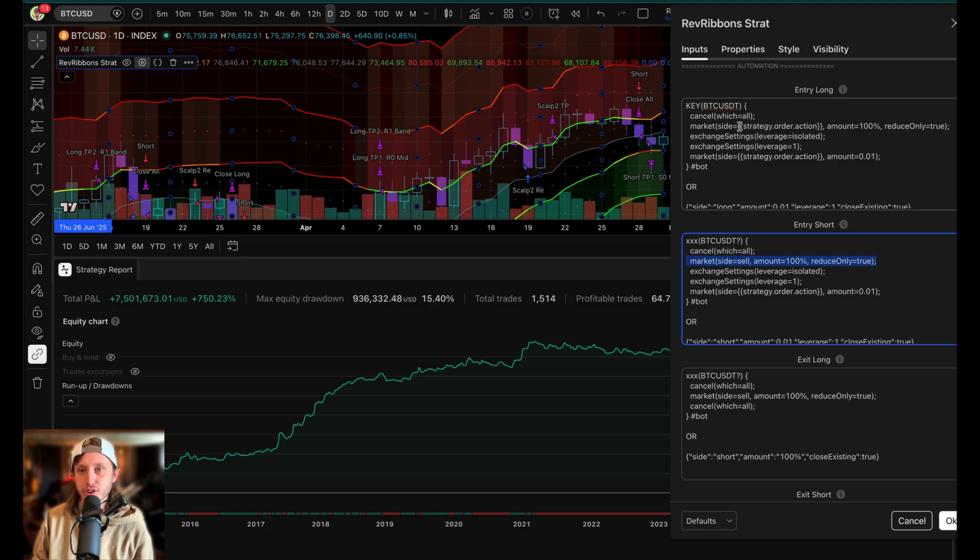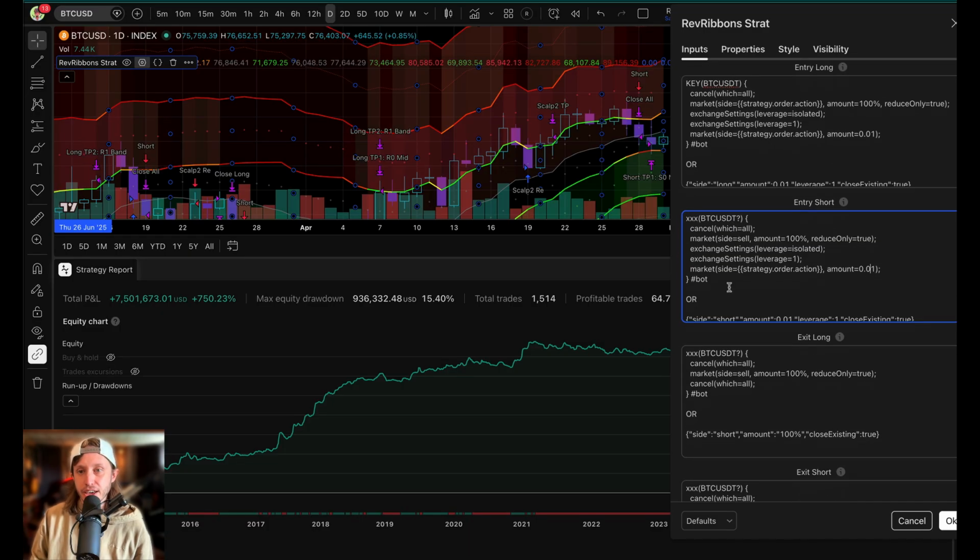You could either say strategy order action, which would be a short because it's a short entry, or you can just, for ease, say side equals sell, which means it will sell 100% of the amount as a reduce only order. Okay, so then you're flat. So if it did get the signal before it got the exit long signal, now you are flat, and then you are entering your new trade, whatever amount it is, 0.01, 0.001, however much you want to enter. That happens right there.